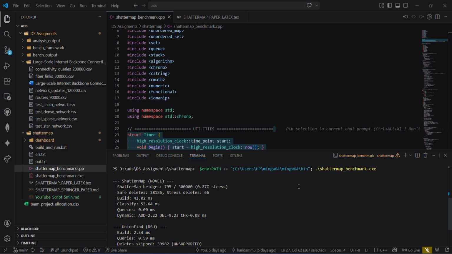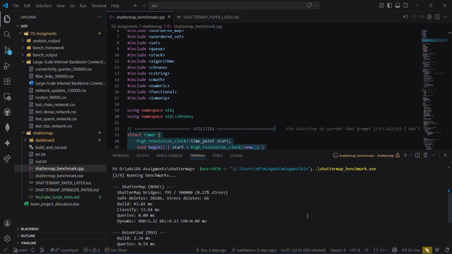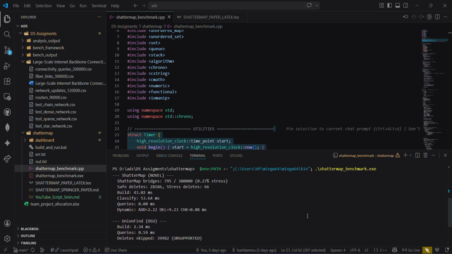Shutter Map's genius lies in a simple observation about real backbone networks: 99.7% of edges are part of cycles that are redundant. So there are two types of edges: reinforced edges and stress edges. Reinforced edges are part of cycles, so removing them does not disconnect anything. Whereas stress edges, bridges, could break the network if removed. So this is where Shutter Map gets brilliant. For the 99.7% common case, deleting a reinforced edge operates in constant time, O(1), instantaneous.